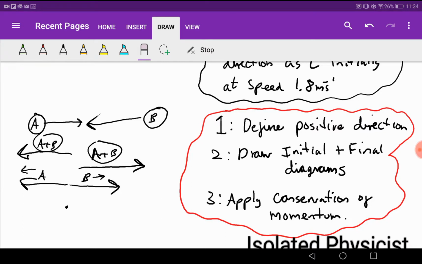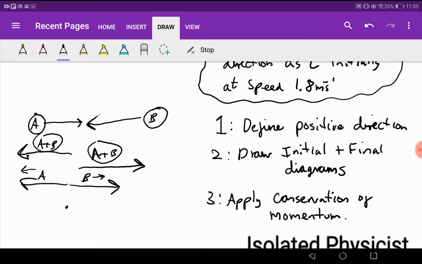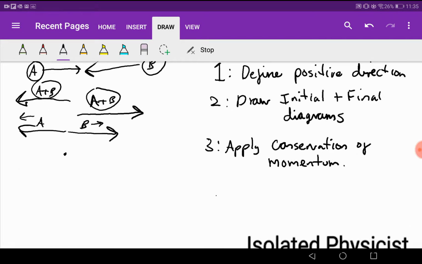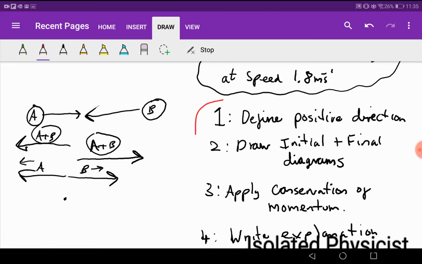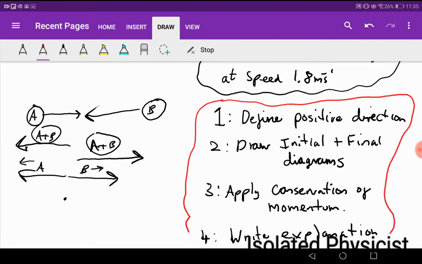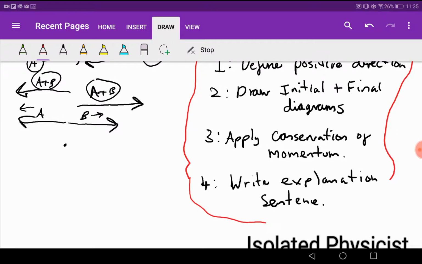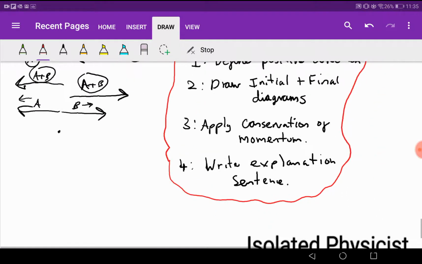I should have put a fourth one in: a little sentence at the end. Even if it's not really asking for it, I'd still like to see you do it, because in an exam it will really help you. So write an explanation sentence. There we go, and I'll put it back in red. There you go.